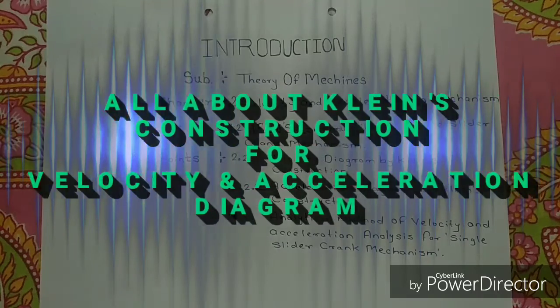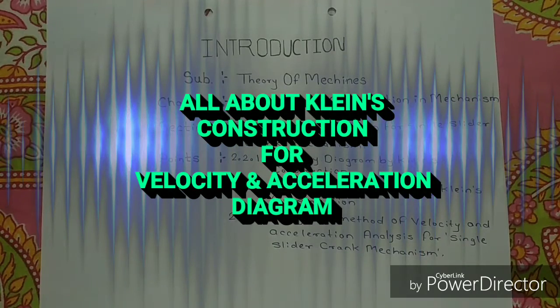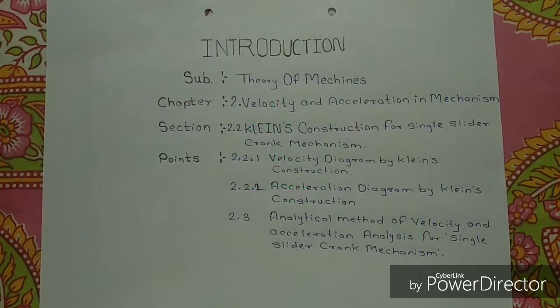Mechanisms based on the subject Theory of Mechanics. In that one chapter, that is chapter two, velocity and acceleration mechanism. In that unit we have one section, 2.2 Klein's construction for single slider crank mechanism. In that section we have to draw different types of velocity and acceleration diagram for the single slider crank mechanism.